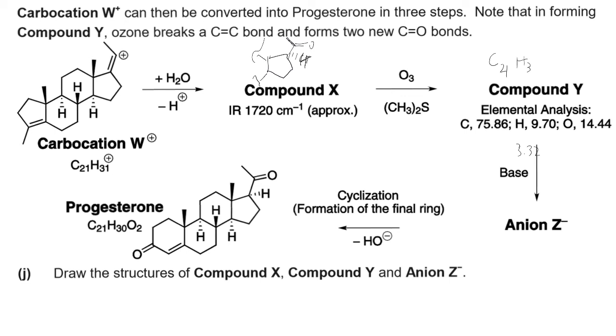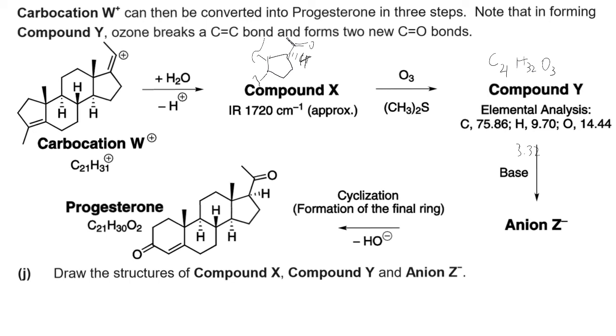And if I apply this technique to the oxygen, I get 14.44 divided by 16 times 3.32, which gives me more or less exactly 3. We know that the molecular formula of the carbocation W+ was C21H31+. What then changed looking at compound X was that we've introduced an additional oxygen and in fact a hydrogen as well, and we've lost the charge.